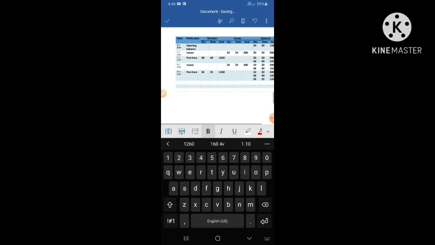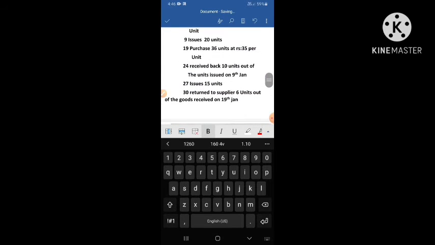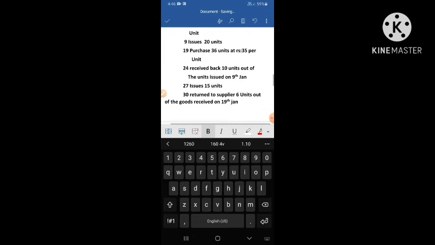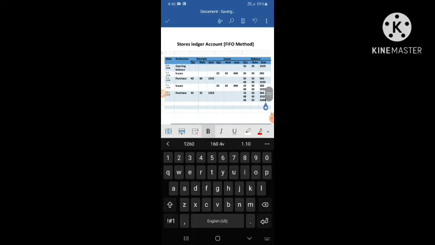And next, after 19 there is a 24. On 24th Jan 2019 received back 10 units out of the units issued on 9th Jan. So they issued 20 units on 9th Jan, and out of that 20 units they received back 10 units on 24th Jan. So we should treat the received back as a purchase. We should show that in the receipt column because received back means sales return. We should treat sales return as a purchase.